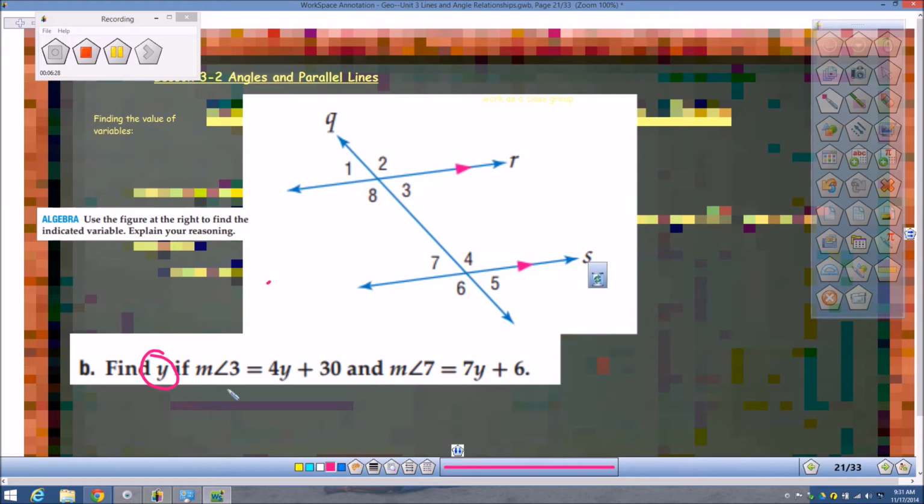So the next thing that we have to figure out, and I told you guys that all of these angle measurements are really cool because either they're congruent or they're supplementary. So we're looking at angle 3 and angle 7. So these two types of angles are what kind of angles? If you said alternate interior, you're right, and alternate interior are congruent angles. So we know that this has to equal this. So we're going to set these equal to each other.